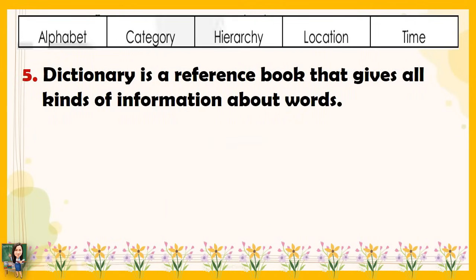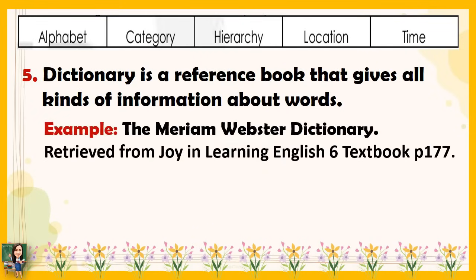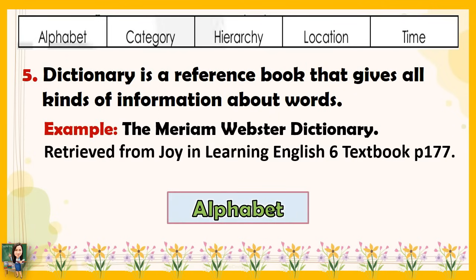And number 5, dictionary is a reference book that gives all kinds of information about words. For example, the Merriam-Webster Dictionary. What idea should be used for this? Very good. The correct answer is alphabet.